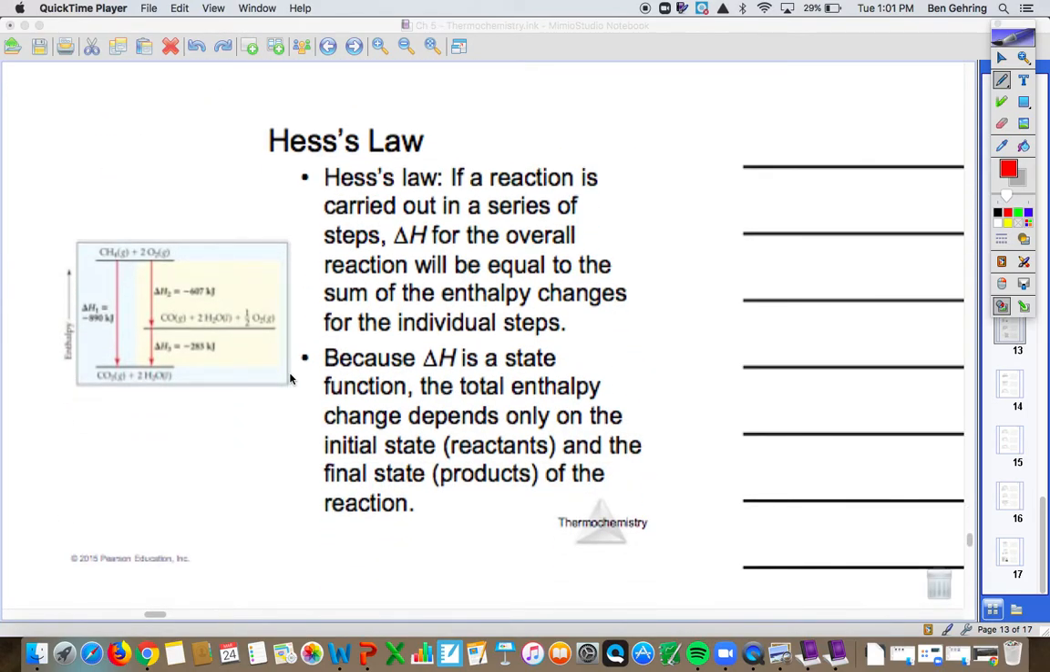So according to Hess's law, if a reaction is carried out in a series of steps, so A plus B plus C, delta H, your change in enthalpy for the overall reaction, is going to be equal to the sum of the enthalpy changes for the individual steps. I wish that we could still come up with ideas like this that were pretty straightforward. But if the reaction in A has a certain amount of energy, and B has a certain amount of energy, and C has a certain amount of energy, if I add all those up, my change from A to C is going to be the same as those three steps.